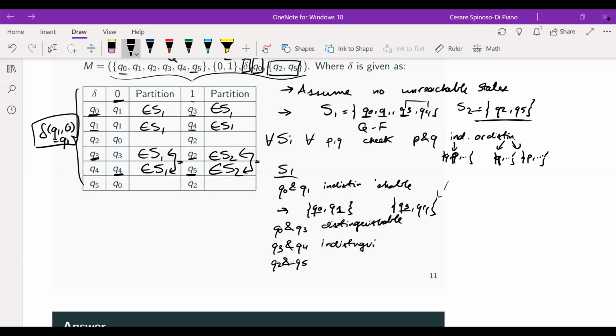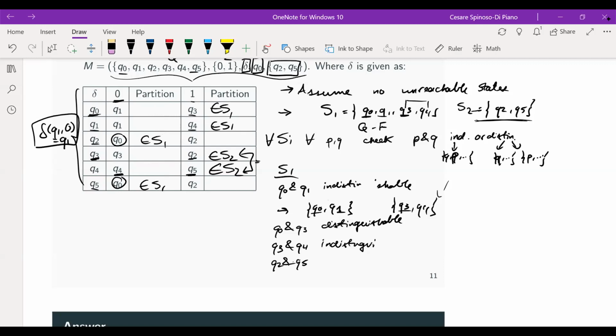Well, we can actually see it quite quickly. Q2 and Q5, when they read a 0, they both go to Q0. So they go to the same symbol. They go to the same place, the same state, actually not even the same partition, the same state. So of course, they're going to be in the same partition S1.